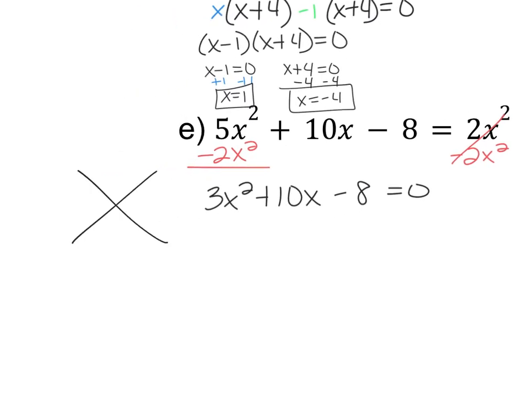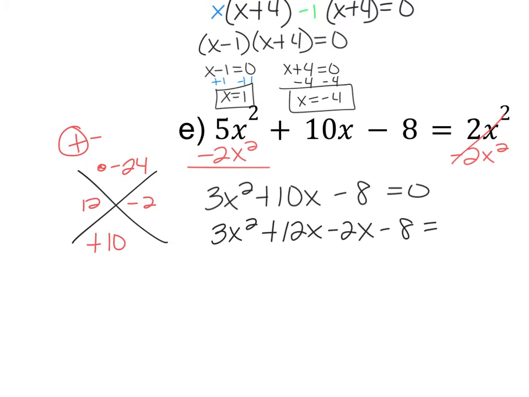Okay, so I need two numbers that multiply to be, remember, it's a times c. So negative 24, right? And then they add to be 10. So that's a positive and a negative, and the bigger number is positive. I believe it's positive 12 and negative 2. Okay, rewrite that middle term as the two terms. So that would be 3x squared plus 12x minus 2x minus 8 equals 0. Yeah, I know it's a mouthful.